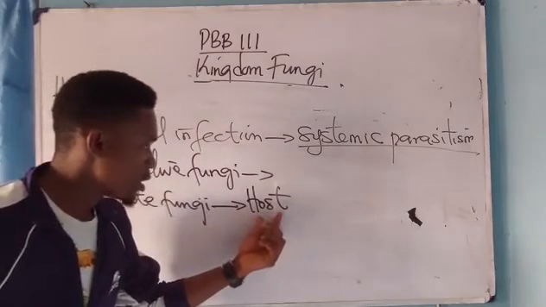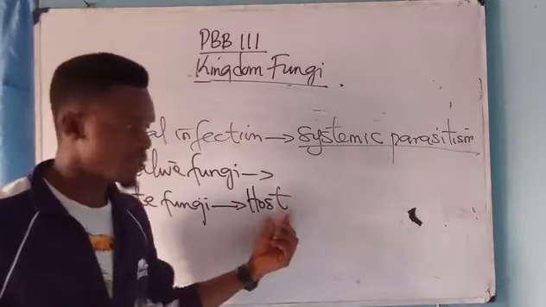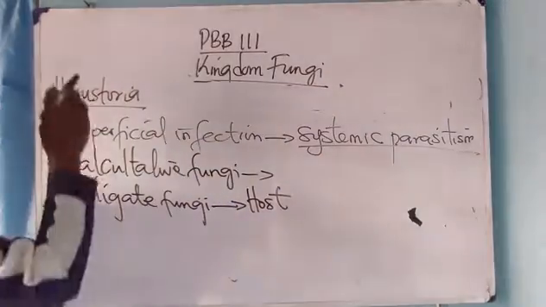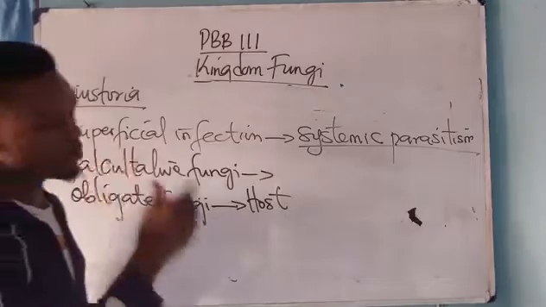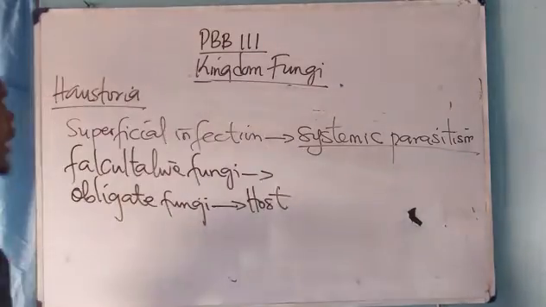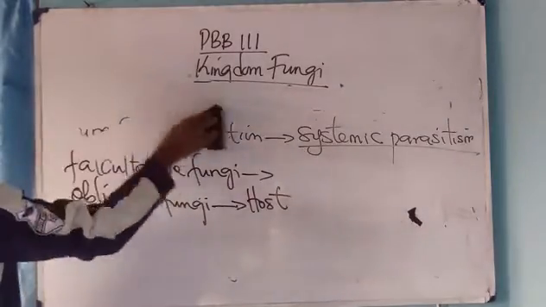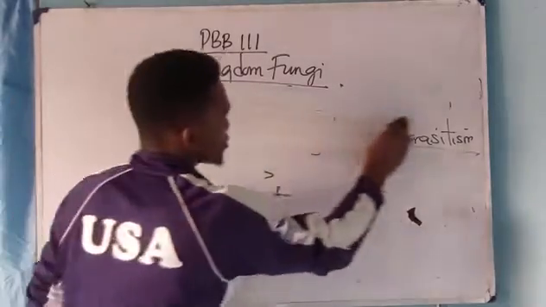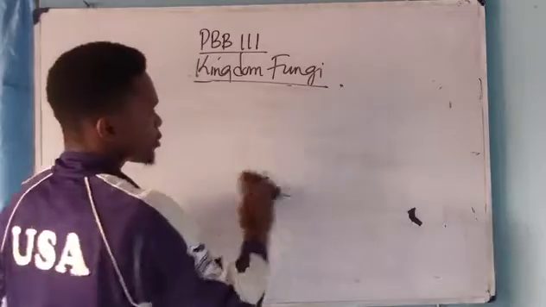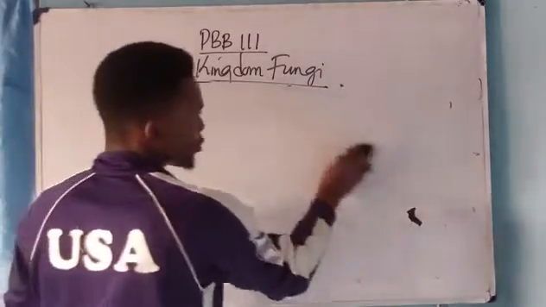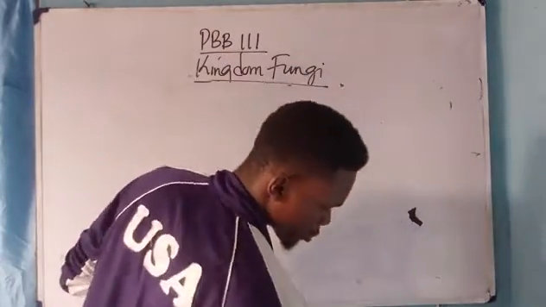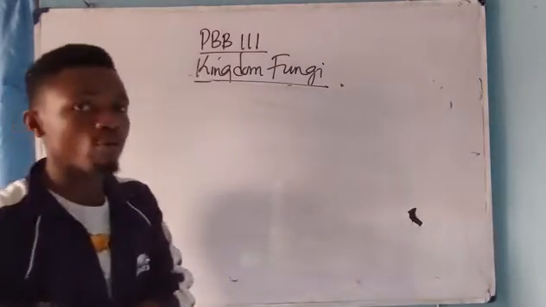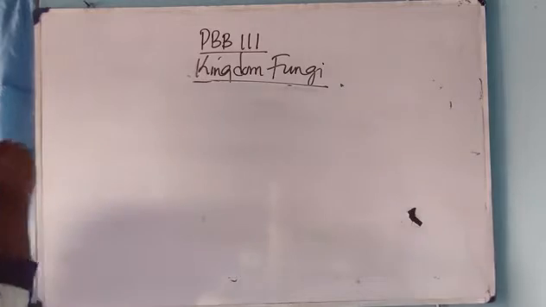Because they depend on the host, they cannot survive through any means. Take note of that. So these are the features of the fungi. I've given you all that you need. Now the last one which I am about giving you, it just entered my head. I told you that asexual reproduction is through sporulation, production of spores, alright? Asexual mode of reproduction is through spore formation. Good, I just remembered now.